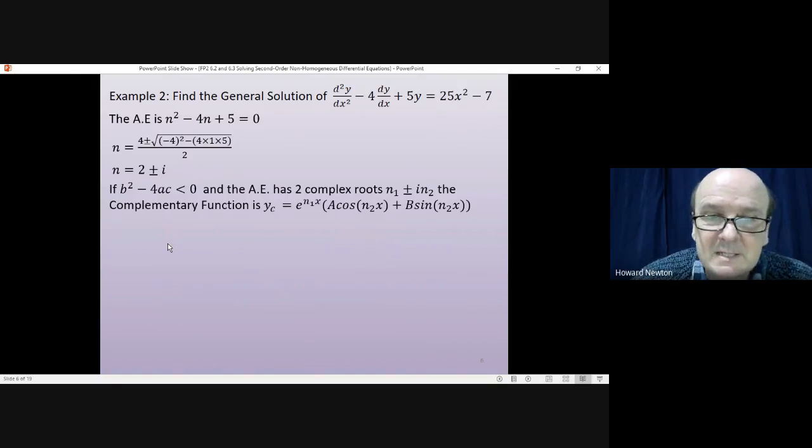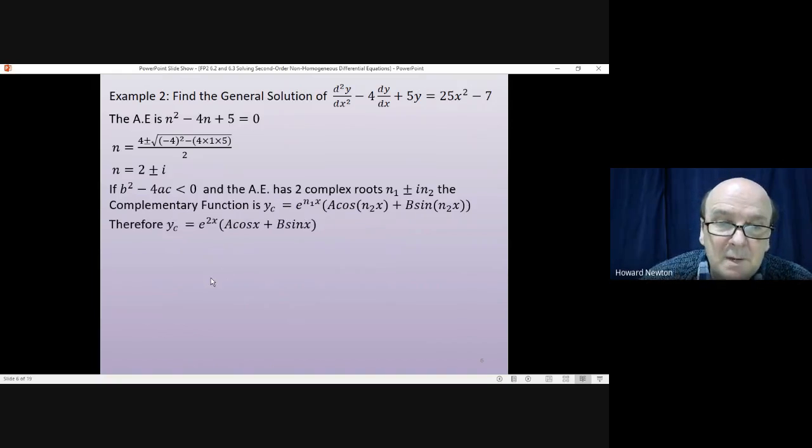So as we said, in this case, the discriminant is negative. We have two complex roots, and the complementary function will have this form here: e to the real part of the solution times x, and then you've got cos and sin of the imaginary part times x. So the complementary function will be e^(2x) times (A cos 1x plus B sin 1x).